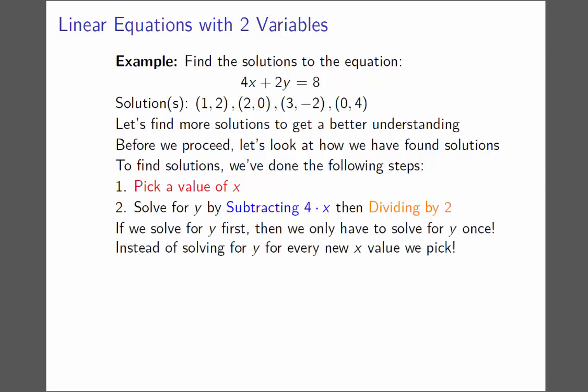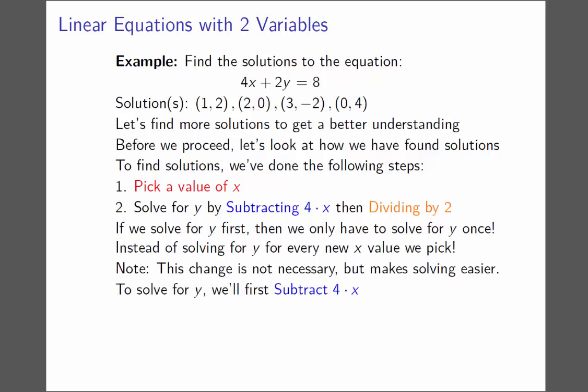If we first solve for y, then we only have to solve for y once, instead of doing it every time we pick a new value of x. It's worth noting that this change is not necessary, but it makes solving easier. So to solve for y, we'll first subtract 4x. This gives the equation 4x + 2y - 4x = 8 - 4x. On the left, 4x - 4x is 0, so we just have 2y, like we did every time we picked a value of x. Then we divide by 2 on both sides.